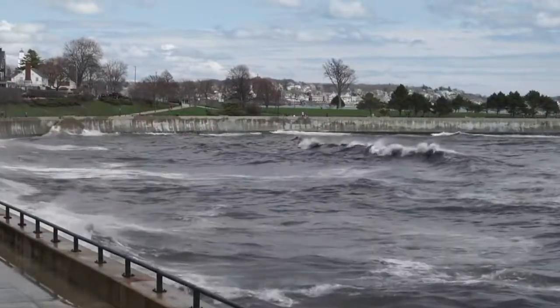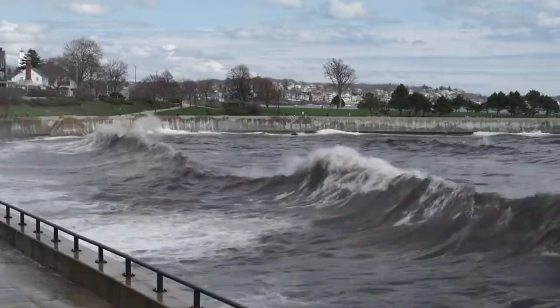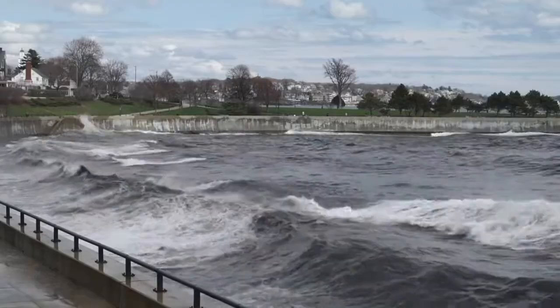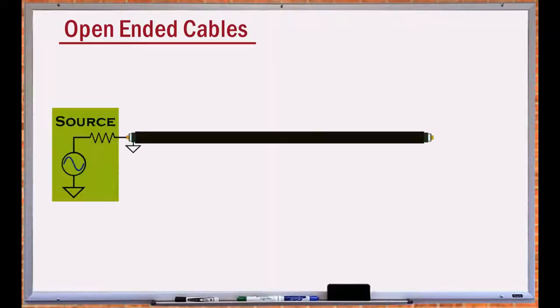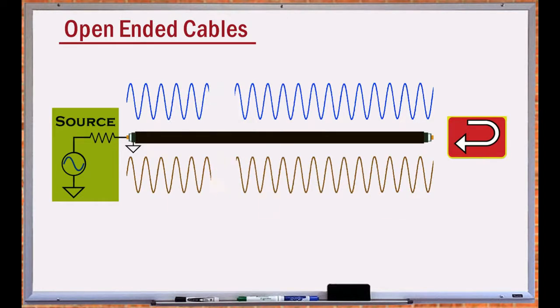When an ocean wave hits a sea wall, most of the wave, having nowhere to go, returns back to the ocean, and on its way back interacts with incoming waves. In a similar manner, when an electrical wave travels through a cable and encounters an open circuit, the wave reflects back to the source.